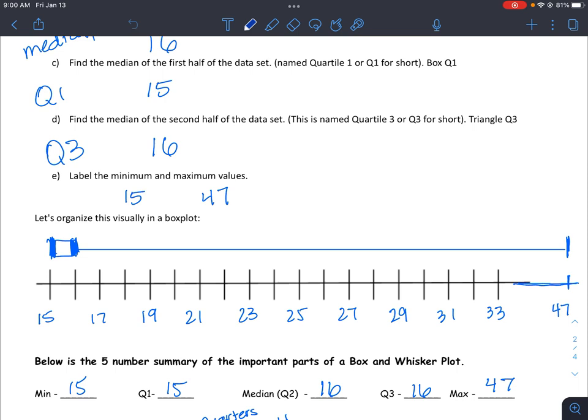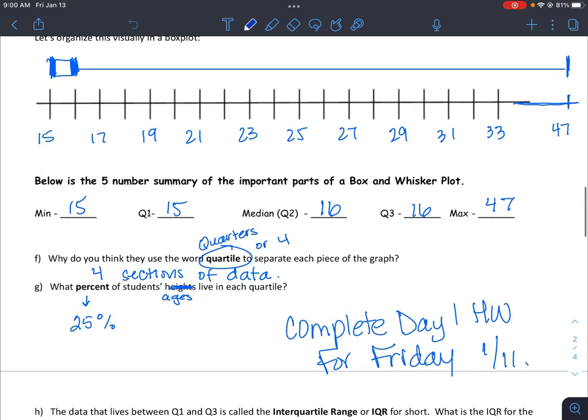So when we talked about this, again, remember the 5-number summary includes the minimum, quartile 1, which is the median of the first half of the information, a median, which is the middle of the data, Q3, which is the median of the upper half of the information, or the bigger half if there's a bigger and smaller, and then the max.